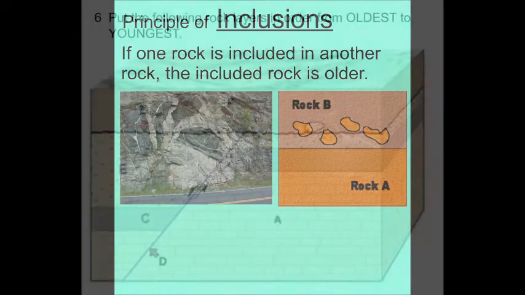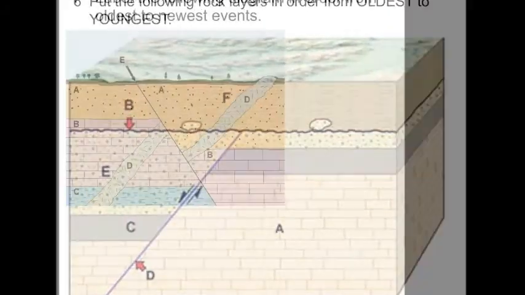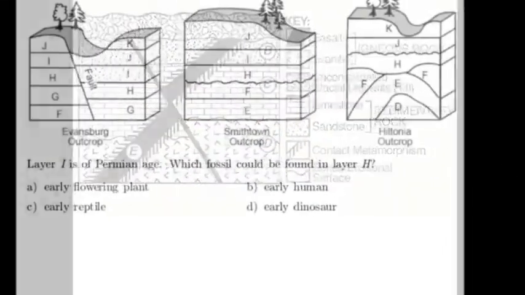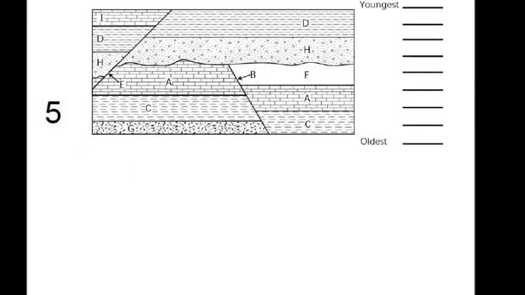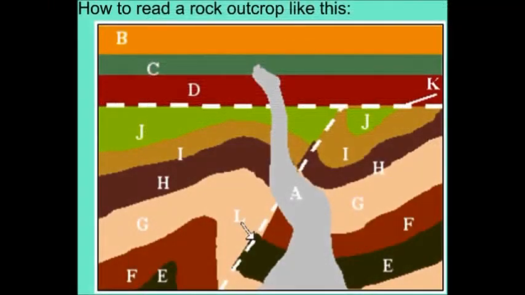The goal this week is to be able to use these 5 principles to put rock layer diagrams into a sequence from oldest to youngest. We'll practice this skill in class, but here's an example of how we can unlock the secret to reading rocks. So when I look at a rock outcrop like this, I'm going to attempt to tell you how I would tell the story of this.